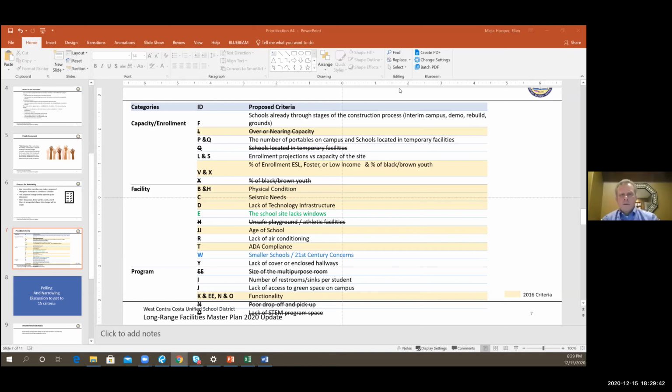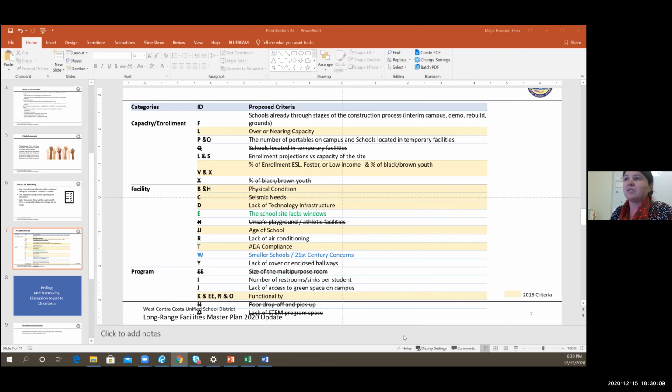And Ellen, before you go there, read those two back, how they're going to be phrased. So that's on the polling. I'll read through them in the polling. Okay, so we'll launch the poll. The first one is just straight up remove the smaller schools first. 21st century concerns, but that's Jose's comment of keeping that in mind when we're looking at other items.